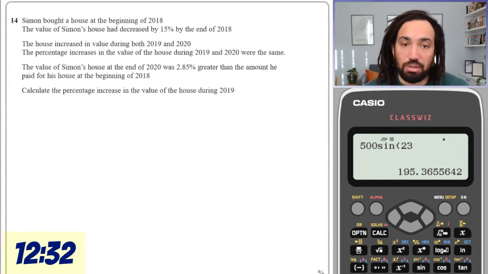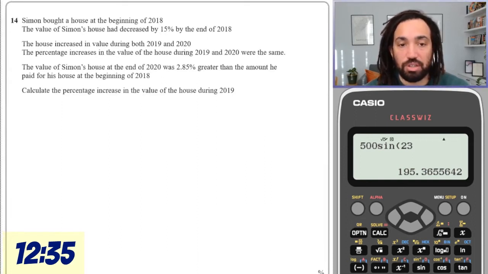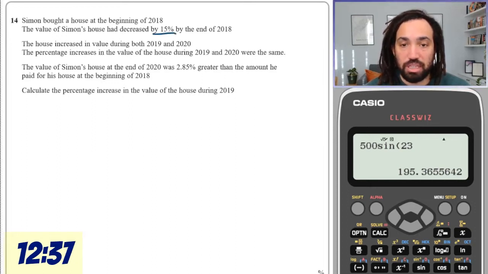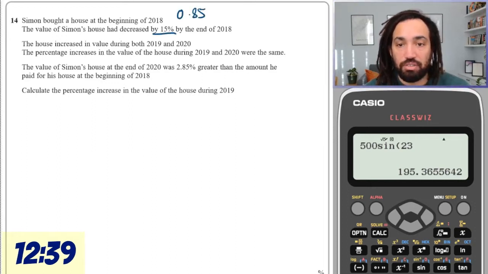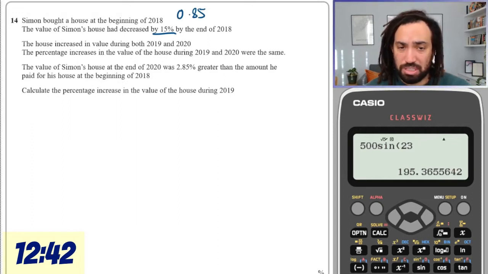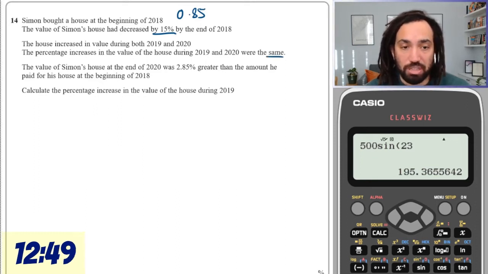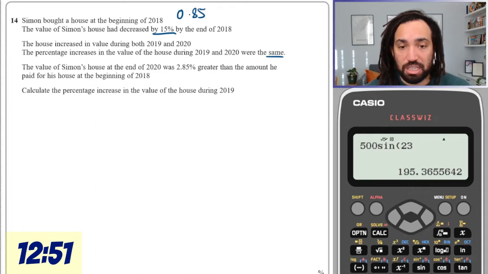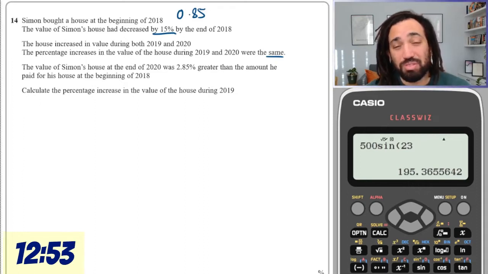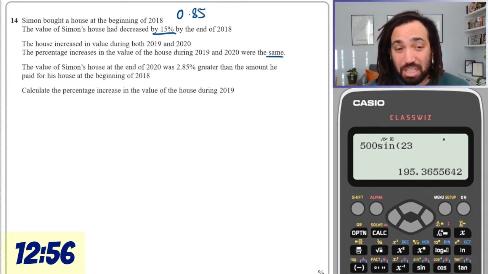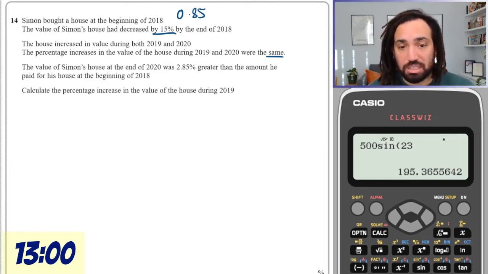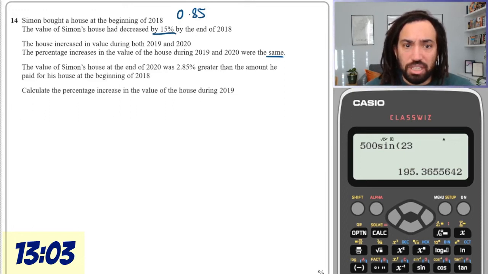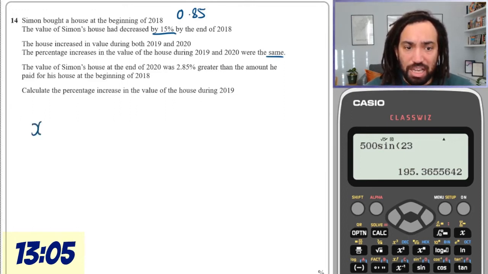Simon bought a house at the beginning of 2018. The value of Simon's house had decreased by this, so that's 0.85 multiplier. The house increased in value both in 19 and 20. The percentage increases in the value of the house were the same. Okay, so we can square the multiplier. The value of Simon's house at the end of 2020 was 1.0285 times greater than the amount he paid for it at the beginning of 2019. Calculate the percentage increase. Right, so let's start 2018, let's call that x.